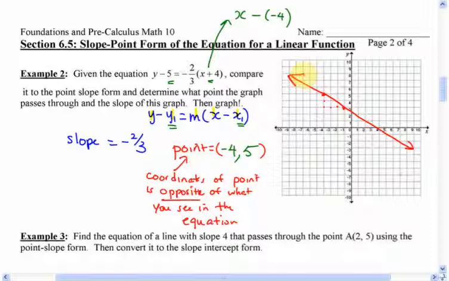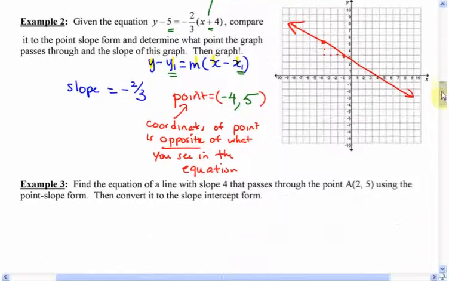Now, I'm going to show you example number 3 where we go backwards. I give you some information, and you find me the actual equation. Let's do number 3 together, and I'll let you try the exercise underneath on your own. Today's lesson is actually pretty quick, which is good. Find the equation of a line with slope 4 that passes through the point 2, comma 5, using the point-slope form. Then take your answer in the point-slope form and change it into the slope-intercept form. So let's do some review from last day as well.